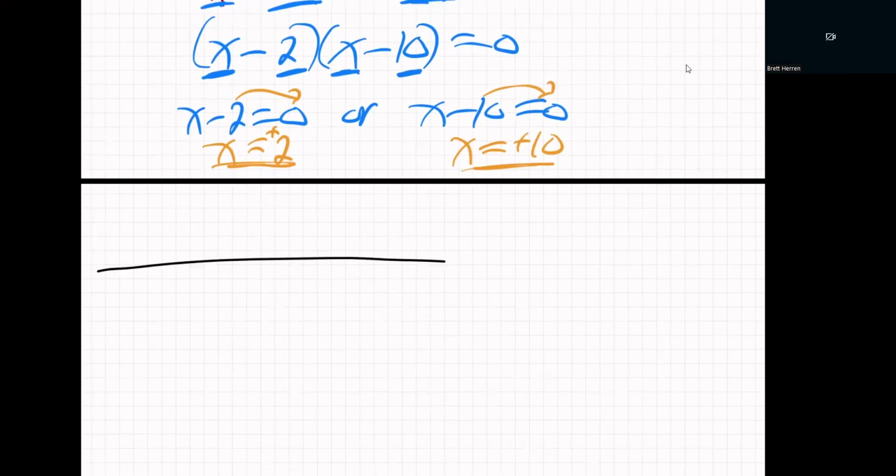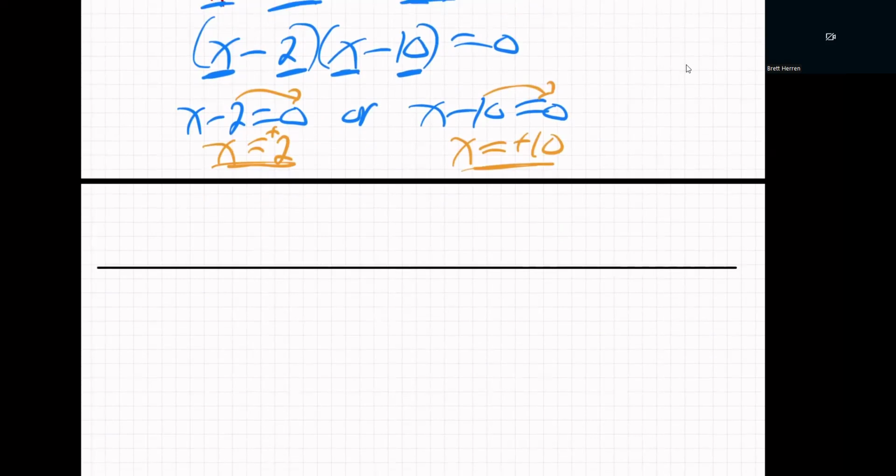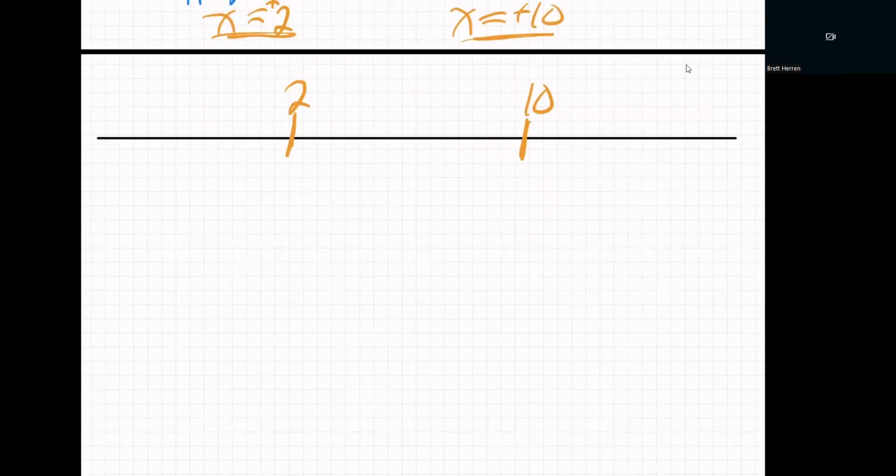So I'm going to come on down here and do a number line. I'm going to put just those on there. 2 comes before 10, so I'm going to put 2, and I'm going to put 10. I'll make a big space here, probably more than we need. Hello, straight line maker, I want a straight line. There we go. All right.